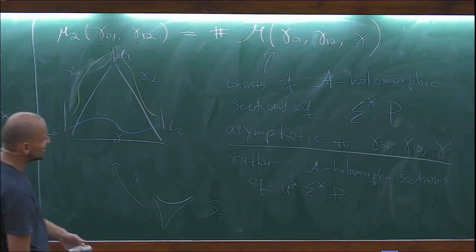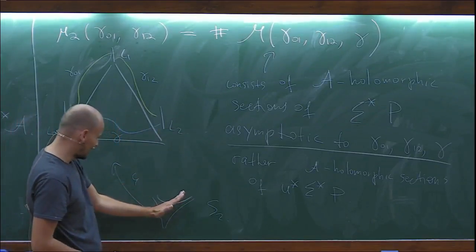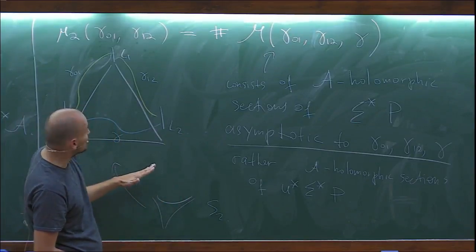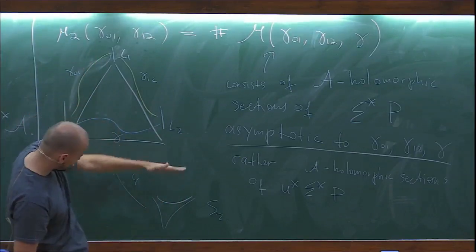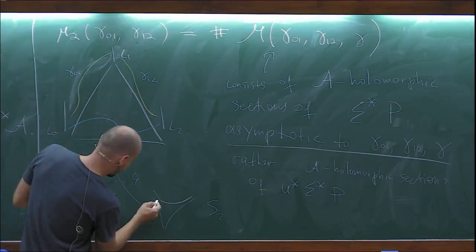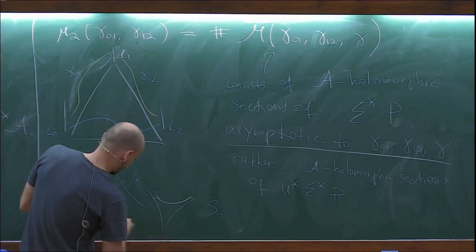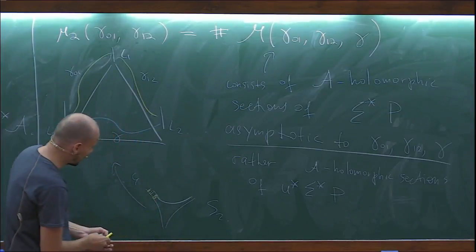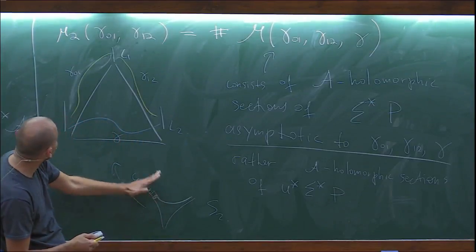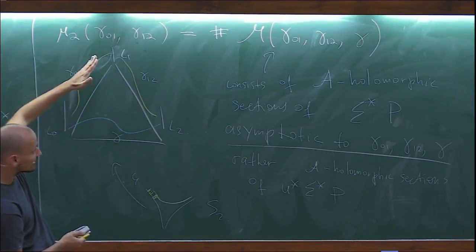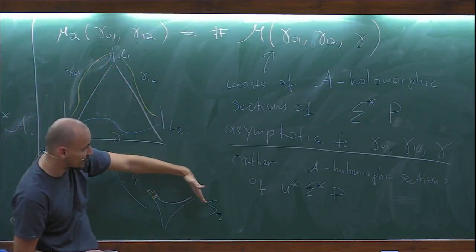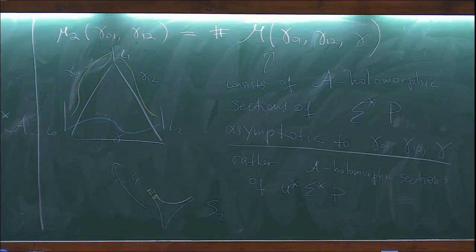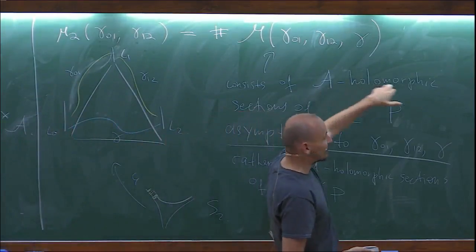And asymptotic just means that as you go to the ends, you are asymptotic to the flat section corresponding to gamma 0, 1, like here. So I have some visualization here. As I go out, here I want to be asymptotic to gamma 0, 1. Likewise, at this end, I want to be asymptotic to gamma 1, 2, and here to gamma. The only thing I didn't say is what A-holomorphic means.